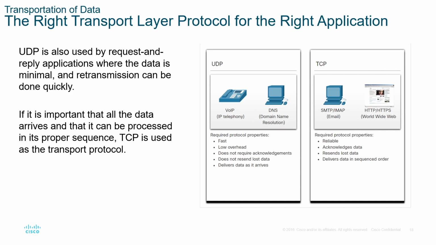UDP is also used by request and reply applications where data is minimal and retransmission can be done quickly. With TCP, it's important that all data arrives and can be processed in its proper sequence, so TCP uses protocols to manage this. It gives you a couple of different applications: again, VoIP, DNS, which uses both, SMTP, HTTP, different protocols.